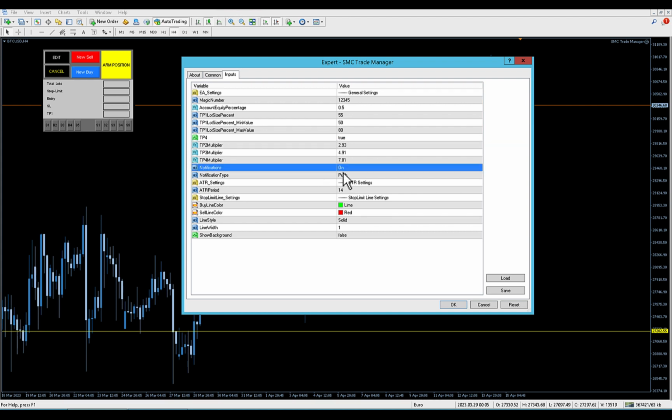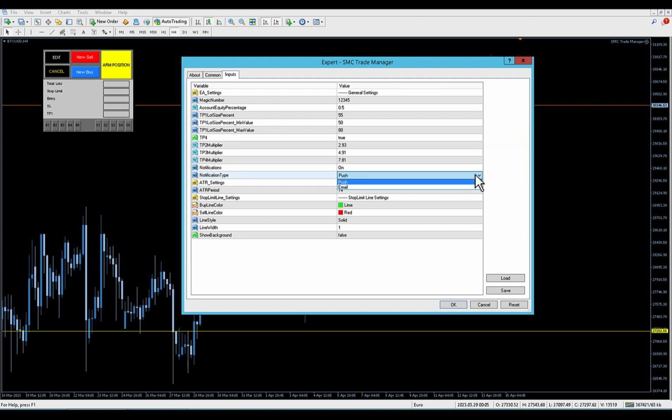You can set this to on or off, and you can set this to push or email notifications. Now, ATR settings and RSI period are just standard. When you set a limit order, the expert advisor will use 14 ATR periods from H4, which is roughly the best intraday measurement. But of course, this is only an initial setting. You will put it according to your rules and your entry levels, your stop loss and take profits.